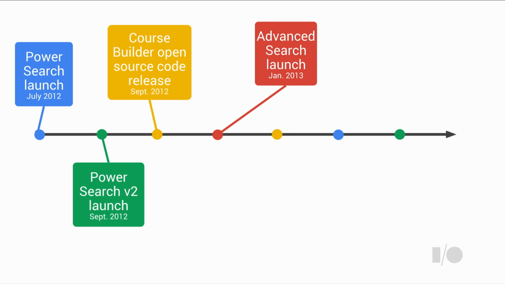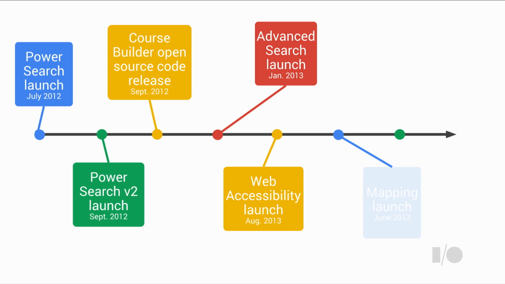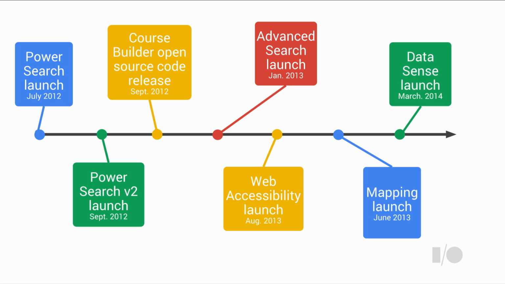We then tried another class called Advanced Power Searching. We launched a course for web developers on implementing web accessibility best practices. We launched Mapping with Google to teach people how to use Google Maps and Google Earth more efficiently and more effectively about 1 year ago. And most recently, we launched Making Sense of Online Data just a few months ago.